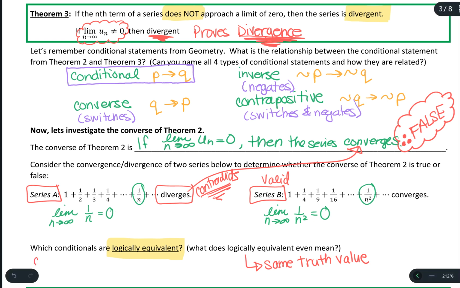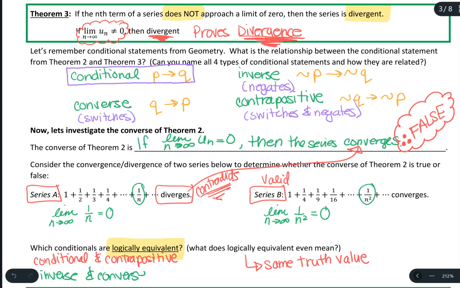So one pair, first one, is the conditional and contrapositive. This means that anytime the conditional is true, the contrapositive will always automatically be true as well. So you could switch and negate any theorem and it's still true. Always, always. Well, if that's the first pair, that only leaves two for the other pair. So the second pair that go together are the inverse and the converse.